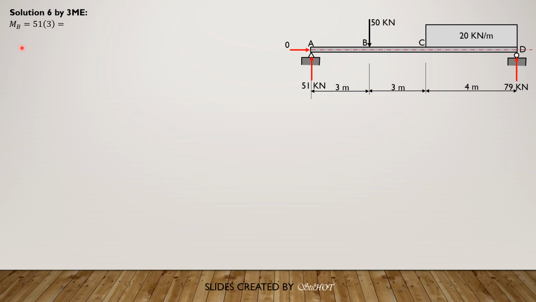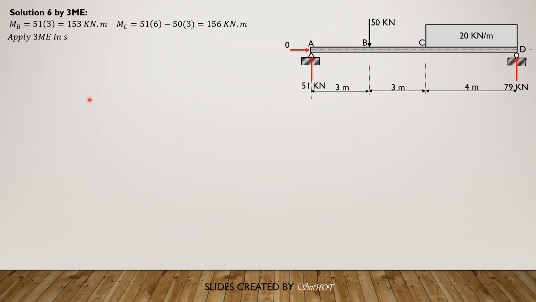So moment at B is 51 times 3, 153 kilonewton meter. This is moment BC. But moment BA is negative of 153. Moment at C is 51 times 6 minus 50 times 3. Or you may look at the moment diagram by parts, then look at the net moment there. So it is 156 kilonewton meter. Moment at A and moment at D are all zeros.